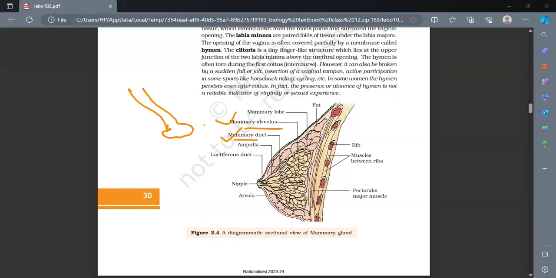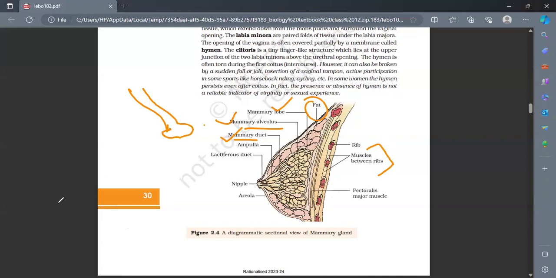And how is it arranged? It is arranged on the chest region, through the muscles between the ribs. That is how it is present. And you have the mammary lobes also present. Again, the fat accumulation is also there. Okay, and that is how the mother feeds the young ones, maybe around 6 months, till the baby is ready to feed on its own. Okay, fine.